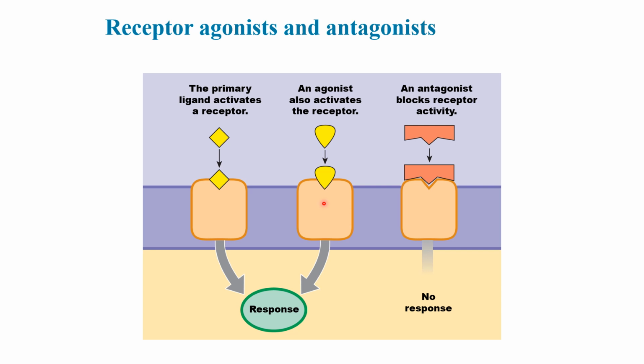Those two ligands, if they are going to activate the receptor and lead to a response, we call them an agonist. So we call them agonists to each other. An example of two ligands that are agonists to each other and can lead to the same response, epinephrine and norepinephrine. So epinephrine and norepinephrine, they would lead to the same response.